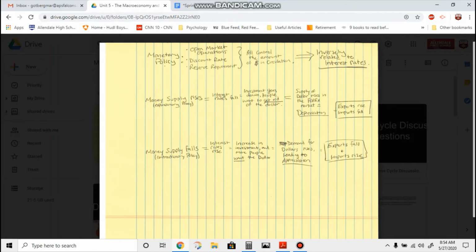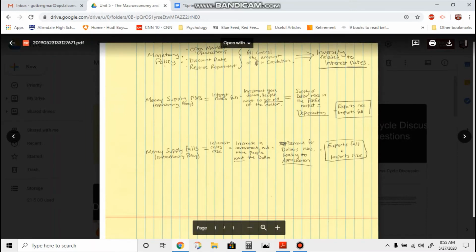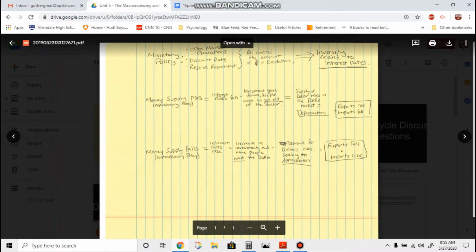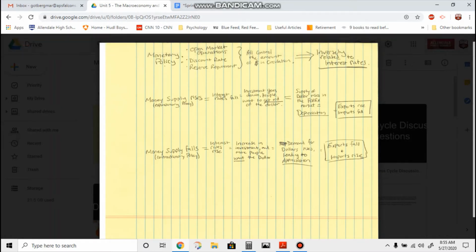And so what today's lesson is all about is what happens if we use expansionary policy and what happens if we use contractionary policy. If we use expansionary policy, that means we do something like buying bonds or lowering the discount rate or lowering the reserve requirement. That will cause the money supply to rise, as it says right here. That'll cause money supply to rise. And because we know that money supply is inversely related to interest rates, money supply rising causes interest rates to fall. And when interest rates fall, that means that investment rates go down.